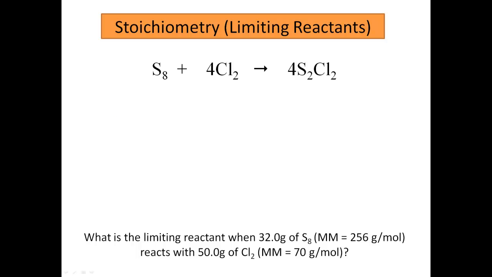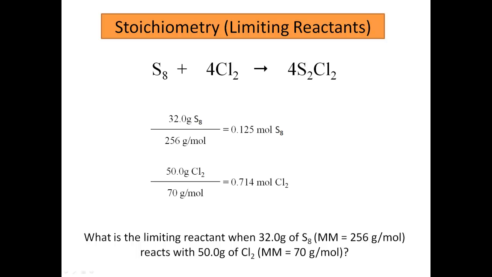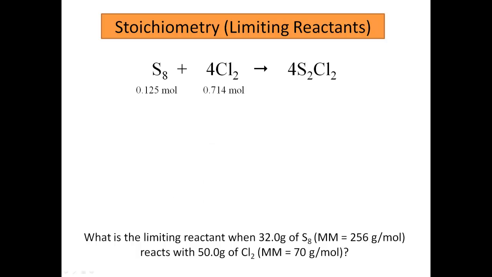Sometimes we just need to find out which is the limiting reactant, and I'm going to use this example to show you how we figure that out. What is the limiting reactant when 32.0 grams of S8 reacts with 50 grams of Cl2? So our first step is to take the grams of each of the reactants and divide by their molar masses. And we get the number of moles of each one. We have 0.125 moles of S8 and 0.714 moles of Cl2. And that's what it looks like right there.